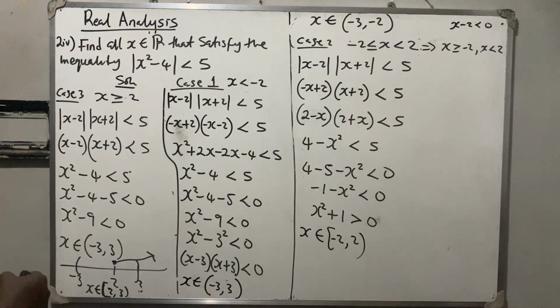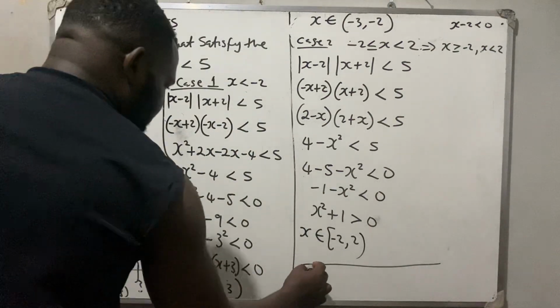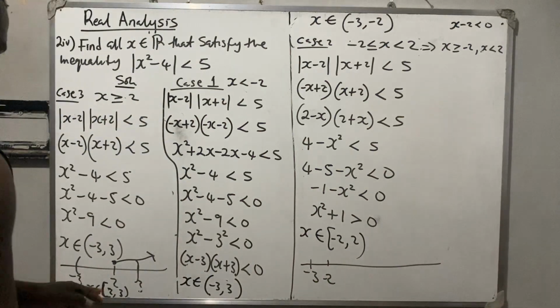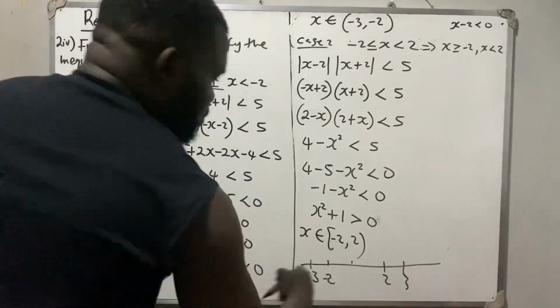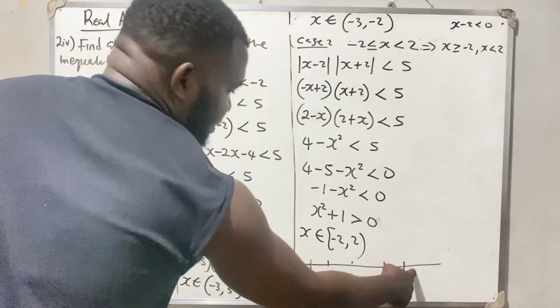If we unite the three of them, let's draw it. Here is minus 3, minus 2. We have 2 and 3. See that to unite them is just this and this. So the union of all of them is from here to here.